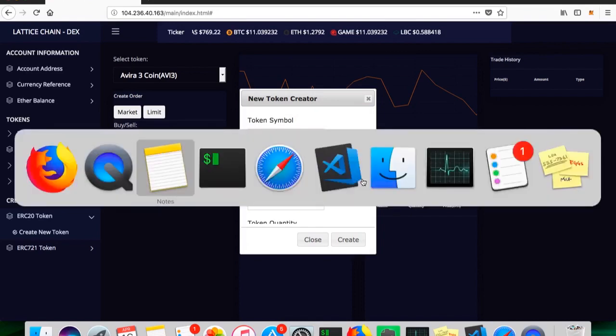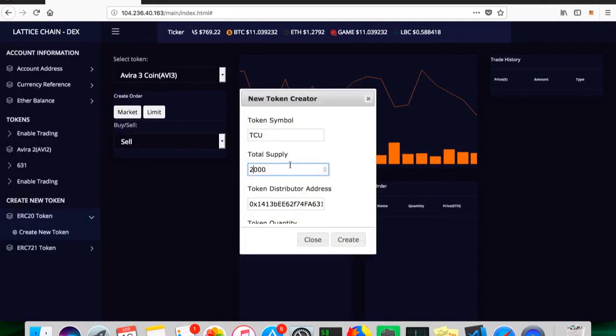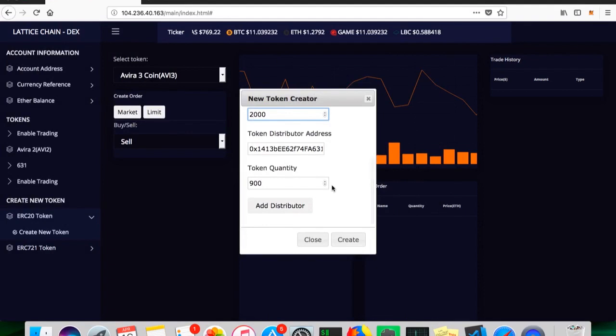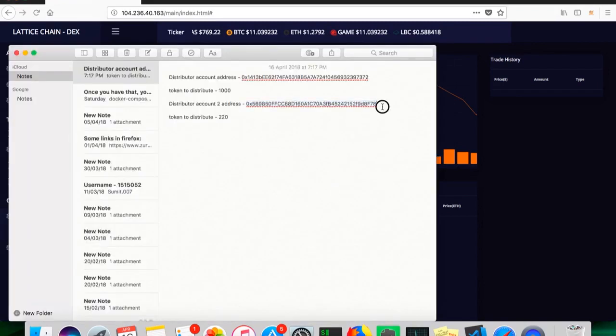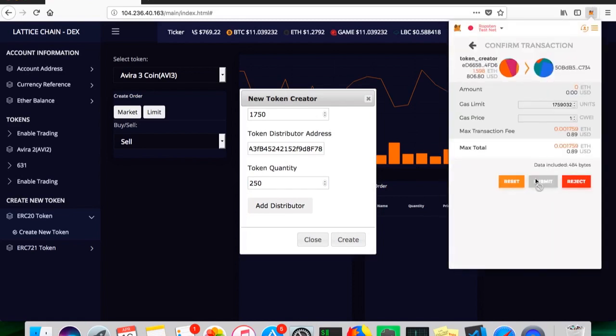Now we've already picked two different wallets to which the coins would be distributed. Just for the sake of quick navigation, we have picked those two accounts, and let's give 1750 to one of the distributor addresses, and we can give 250, or the remaining balance, to the rest. Let's select it properly, select the address, and give 250 over here. And once we create it, there's another magic we can see on top. MetaMask has given us an indication that there's a new order coming and we need to submit it.